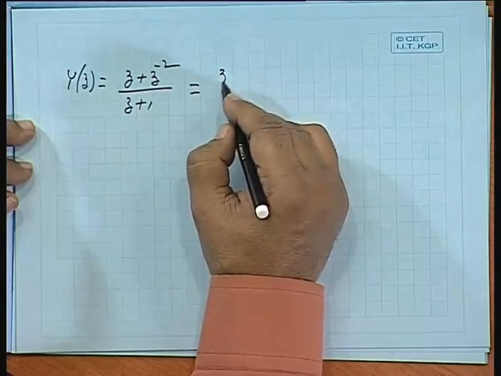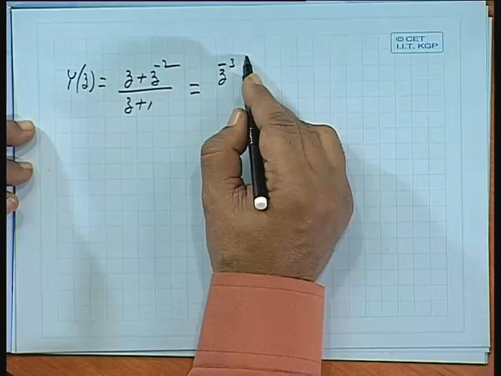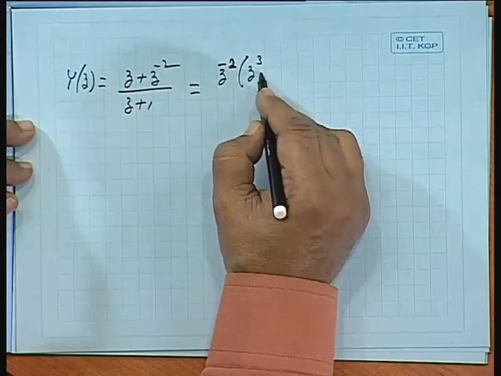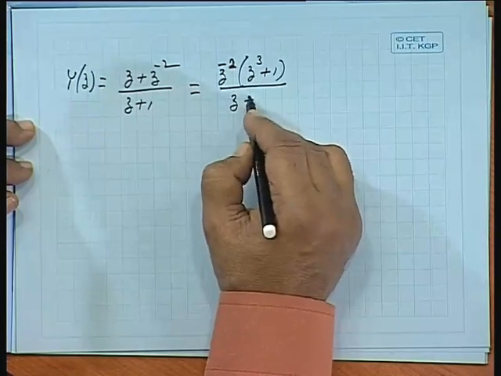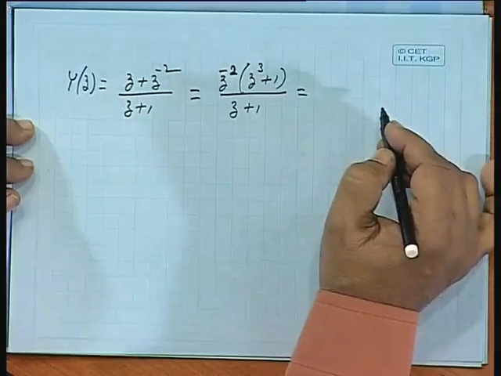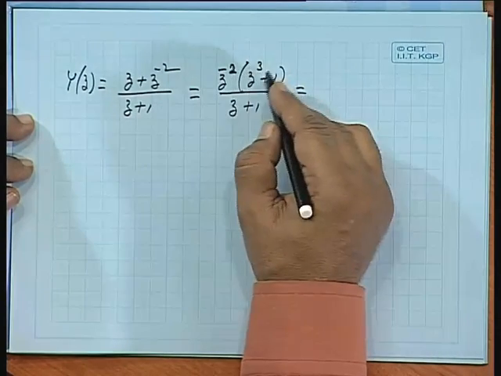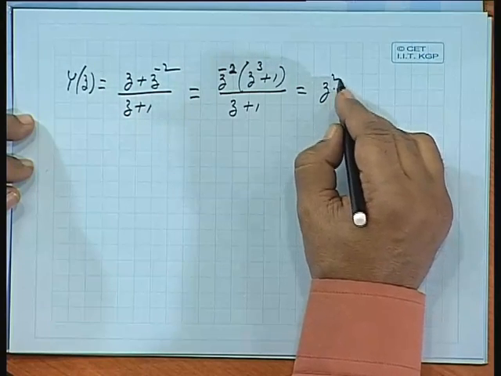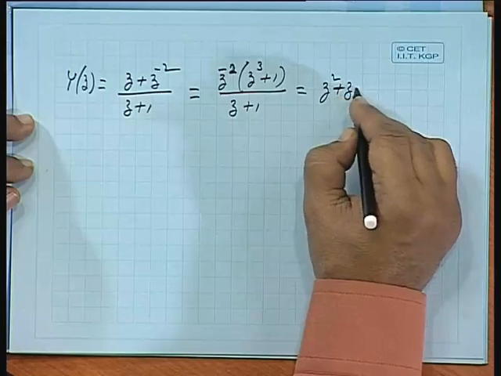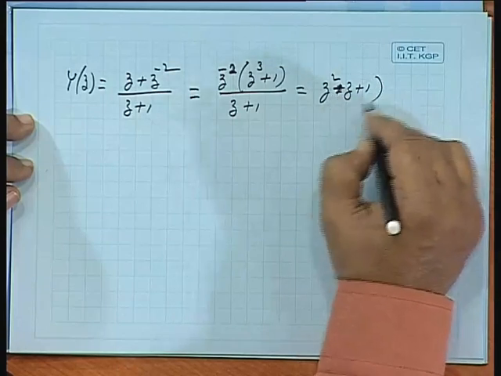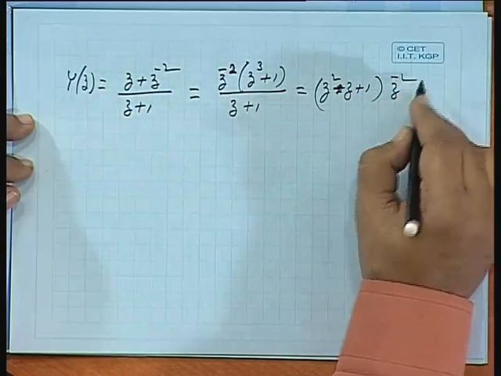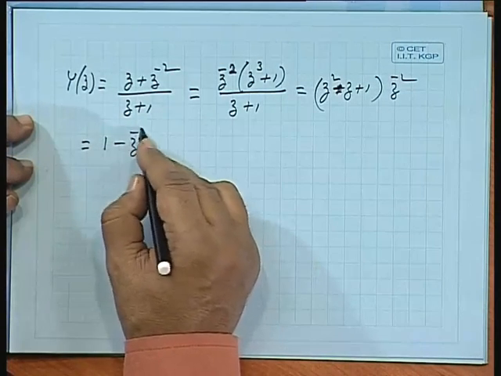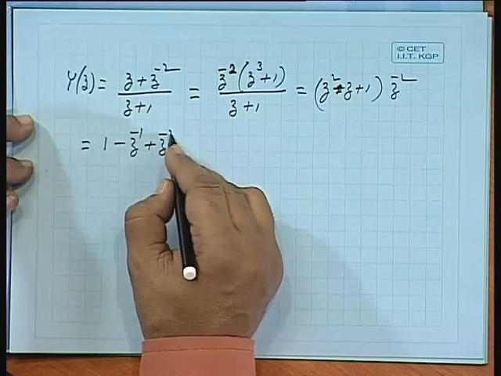If I take z to the power minus 3 outside, minus 2 outside, then I will get z to the power 3 plus 1 by z plus 1, which gives me z cube plus 1 will have z plus 1 as a common factor. So, z squared plus z minus z plus 1, this minus, into z to the minus 2, which gives me 1 minus z to the minus 1 plus z to the power minus 2.